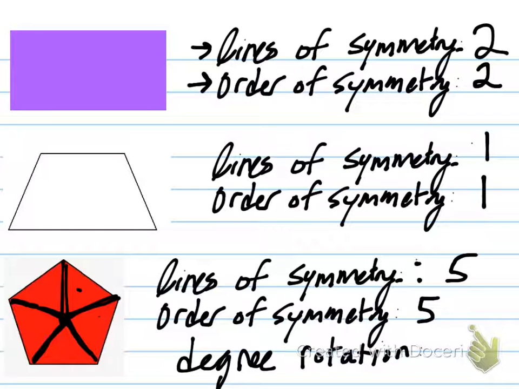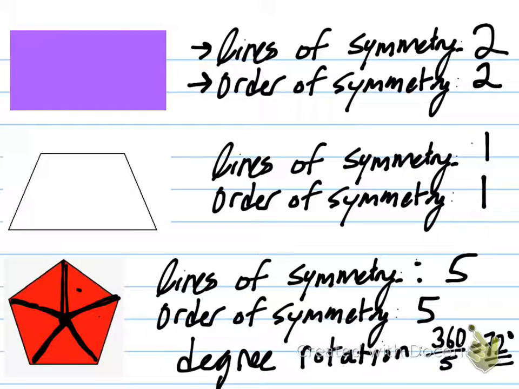So the degree of rotation would simply be 360 divided up the 5 ways I could rotate it, and what you'll get is 72 degrees. What that means is I can rotate this thing 72 degrees and it'll look exactly the same as how it started.